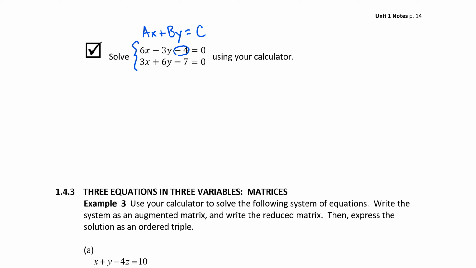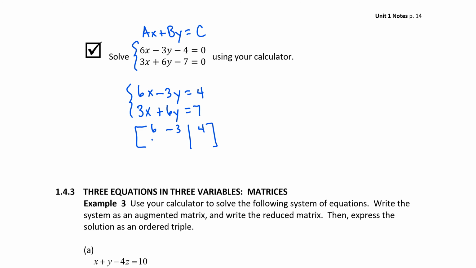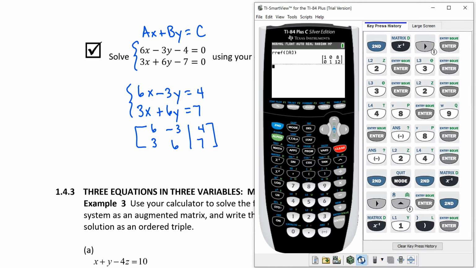So we're going to need to move both of these constants to the other side before we can plug it into our calculator. So let's rewrite the system as 6x minus 3y equals 4. Notice I obtained that by adding 4 to both sides. Let me get this off so that it's clear. And then we're going to add 7 to both sides, so that equation is 3x plus 6y equals 7. Now they're both in standard form, and I can go ahead and write down the augmented matrix form of this system. So just picking up coefficients, and then we will plug that into our calculator.